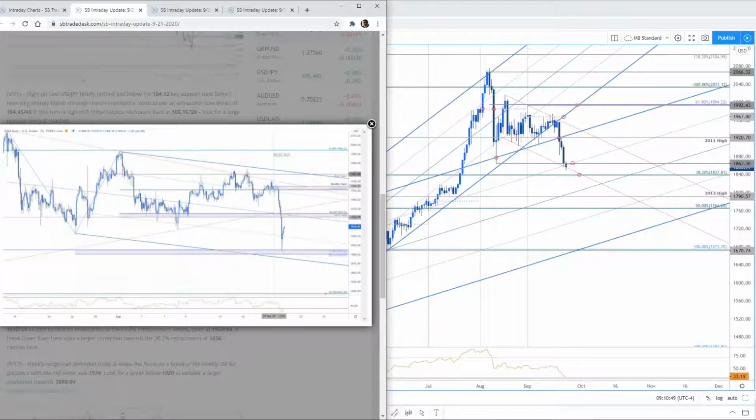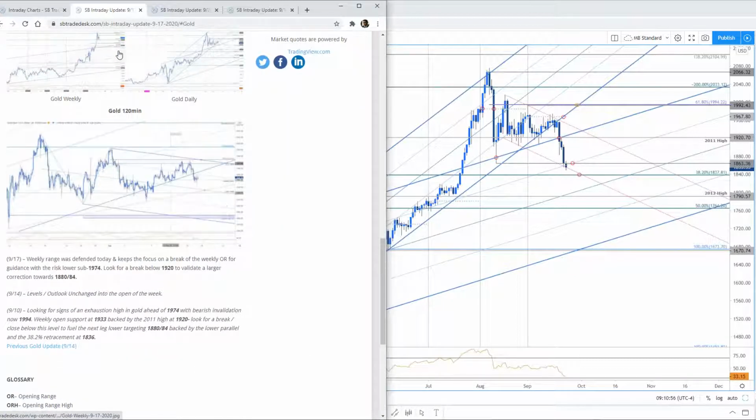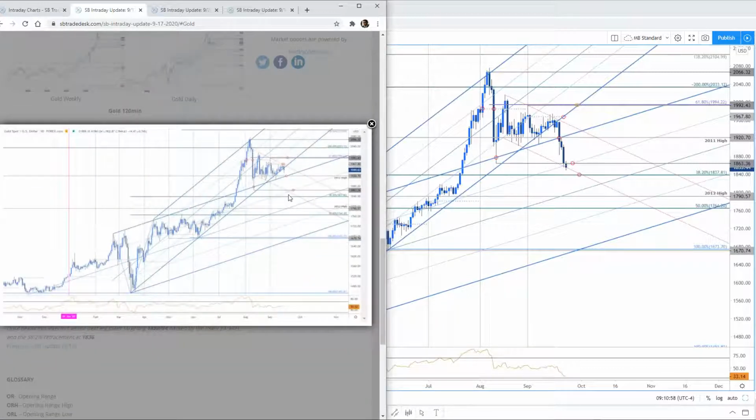We didn't even add that on here. Must have been on the previous update. So right here, 1863. This was our first sort of major, if the monthly opening range breaks, look for something there.